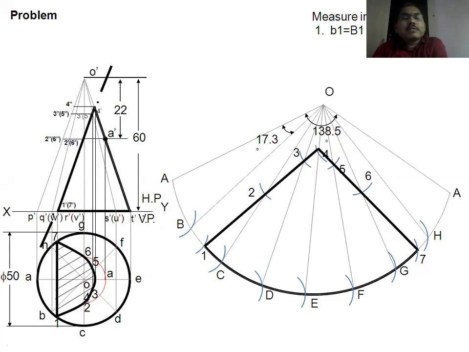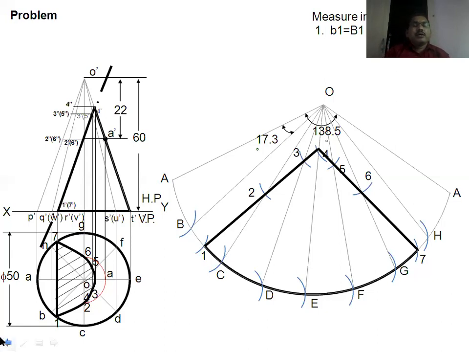Development of a cut pyramid, cut cone, or a truncated cone. I think this problem is again a unique problem, where the cutting plane position with reference to HP is not given, but with reference to one of the generators is given. So that is different than other cutting planes.